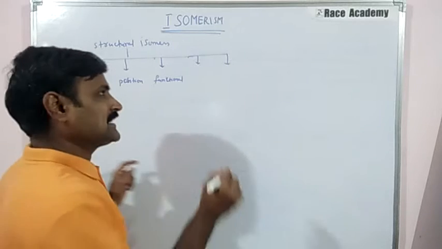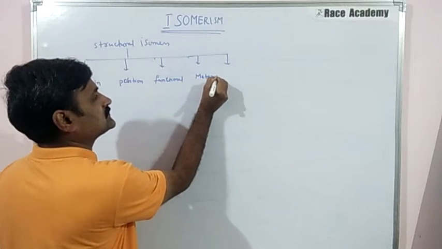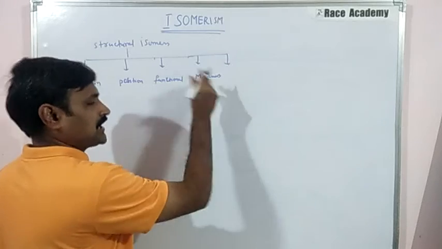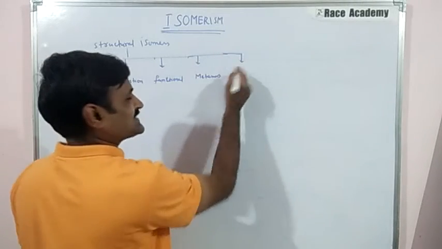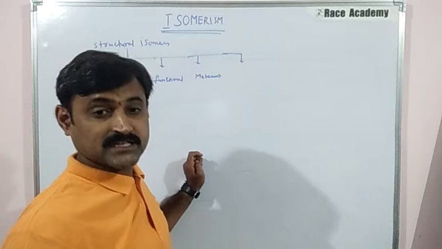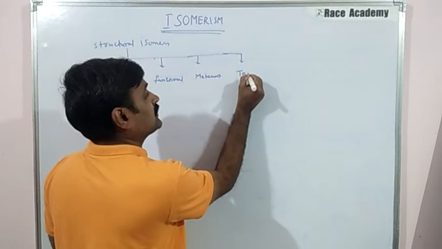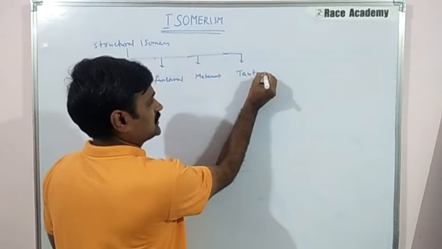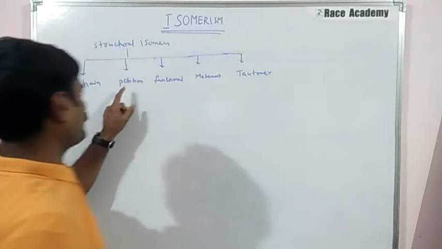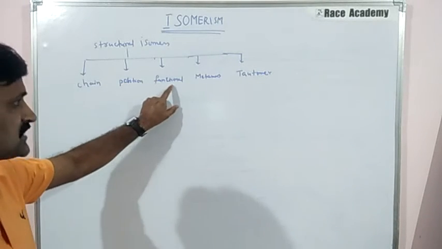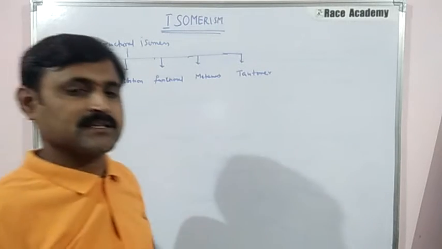Another one we call metamerism. In the same functional group, we see different kinds of attachments of alkyl groups. That is called metamerism. The other one, finally, is tautomerism. So chain isomers are there, position isomers, functional isomers, metamers and tautomers.